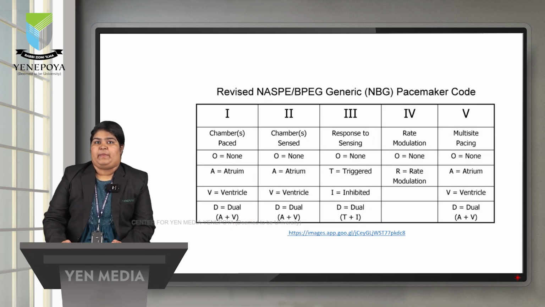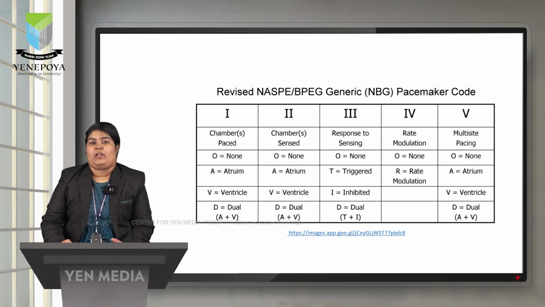This is the last mechanism, the NBG code. It is the nomenclature for all permanent pacemaker implantation. For a permanent pacemaker, there will be 4 letters in India and 5 letters abroad. Each letter denotes a particular function. The first letter denotes the chamber getting paced, that is, which chamber is having the loss of natural pacing.